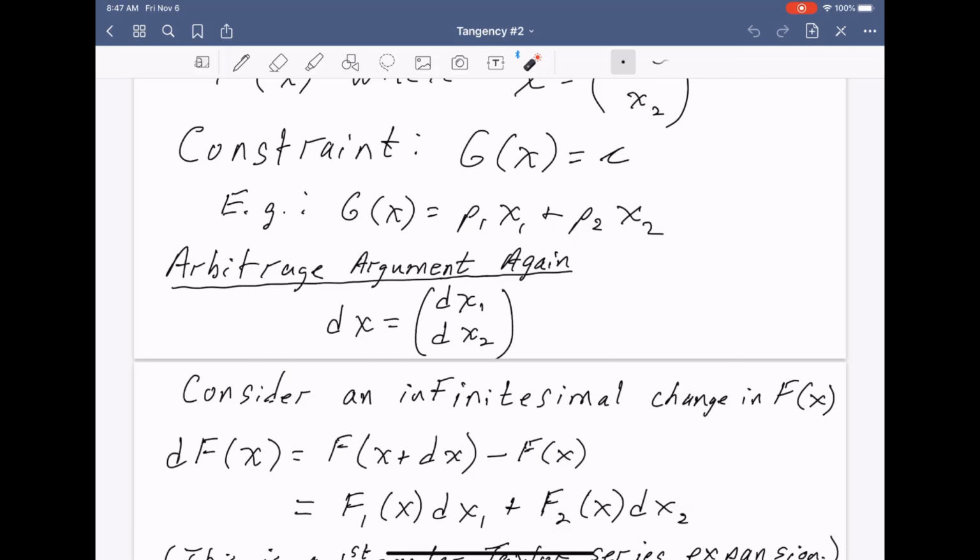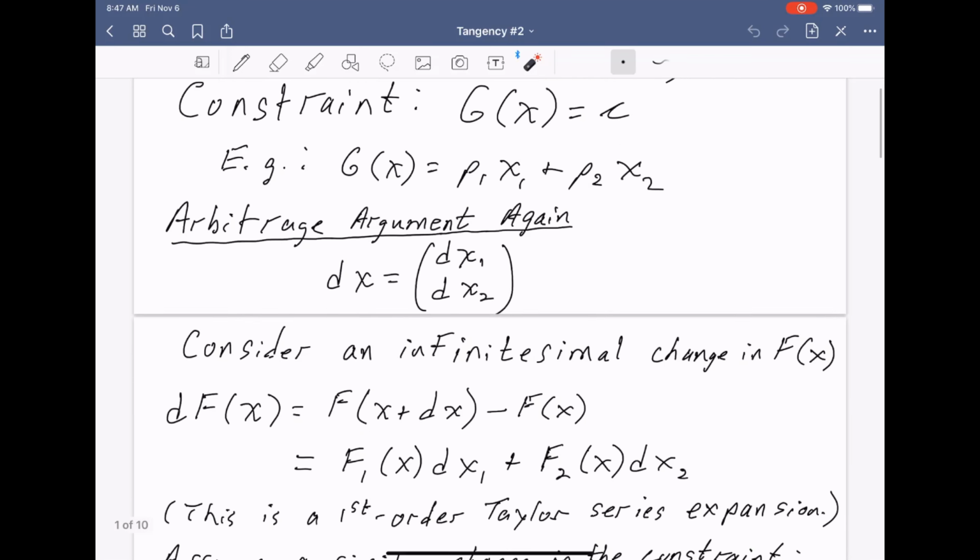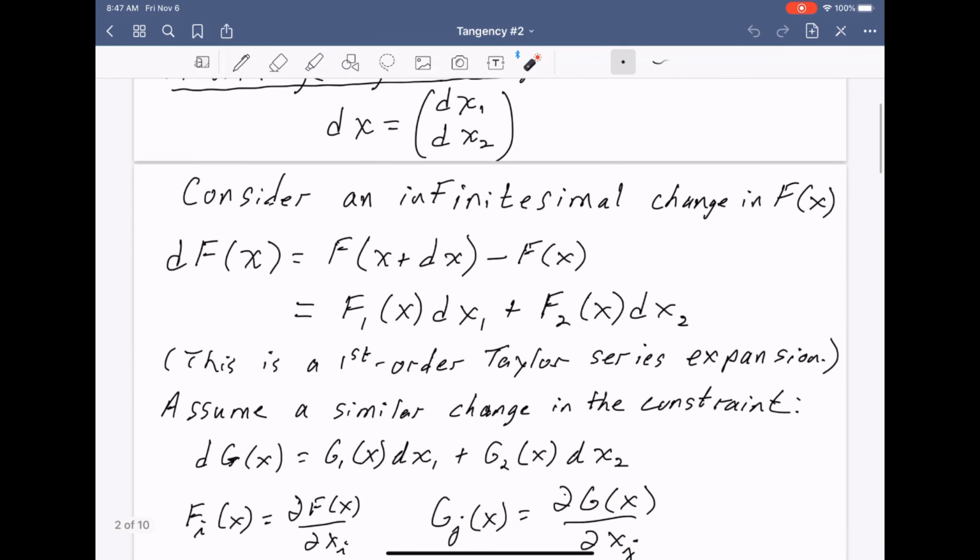Now consider an infinitesimal change in the objective function f of x. We write that as follows: the infinitesimal change in f of x is given by the value of the objective function at x plus some small change, d of x, minus f of x. So that explains the change. And we write that as f1 of x, where f1 of x is simply this derivative, the partial derivative of the objective function with respect to x1 in this particular case.